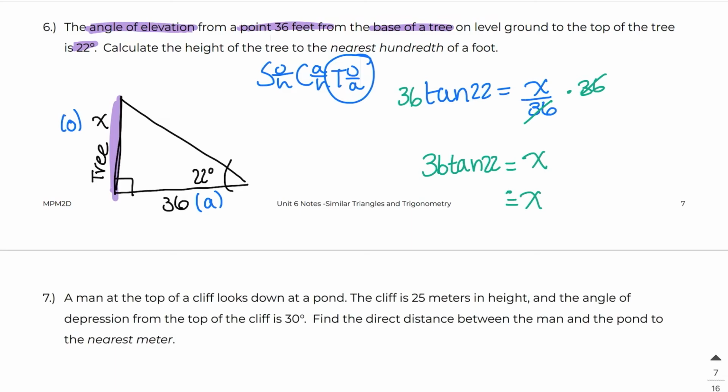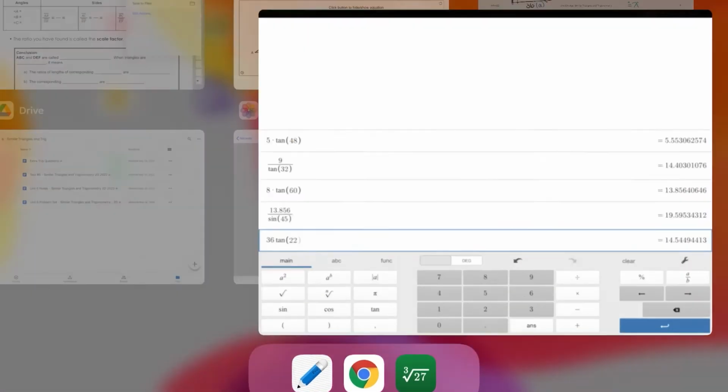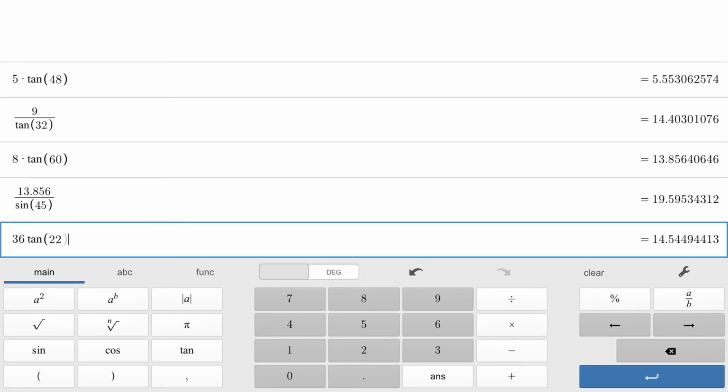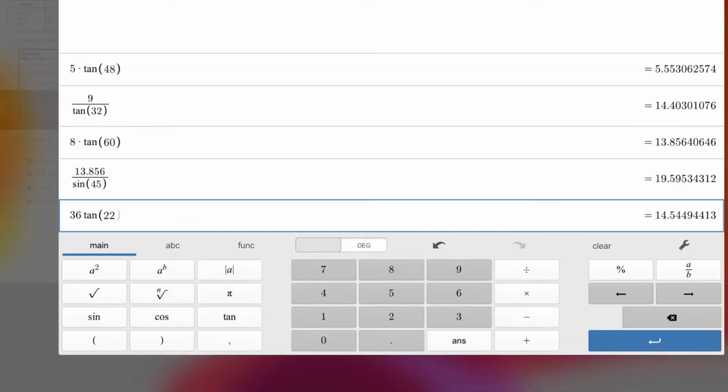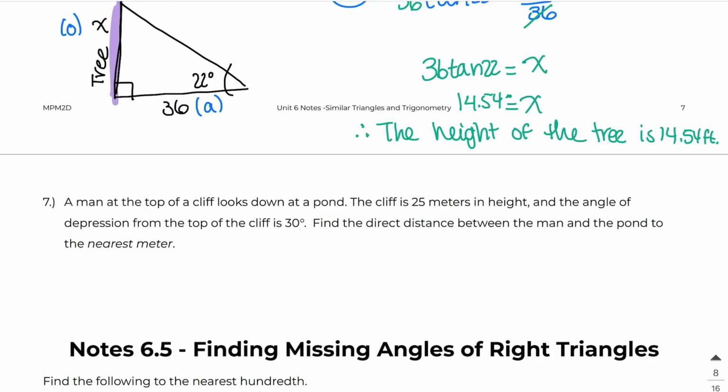Then I'm going to type that into my calculator. So I can type in here 36 tan of 22, and I end up getting 14.544. Since it says to round to the nearest foot, we're going to say 14.54. Okay? So here we can say that this is 14.54. So therefore, the height of the tree is 14.54 feet.